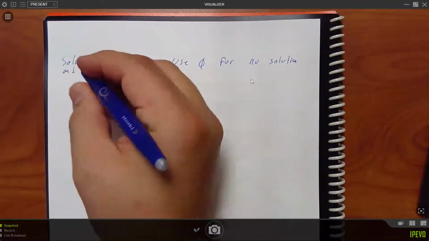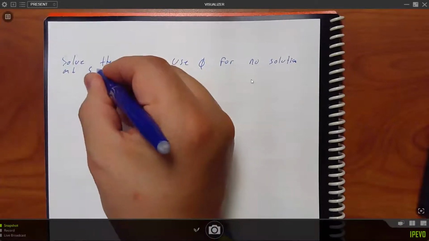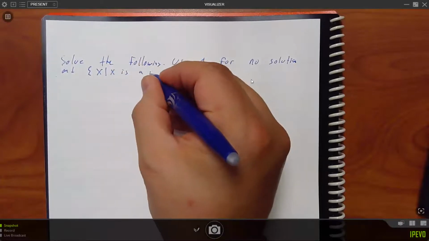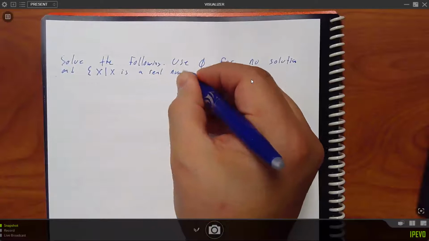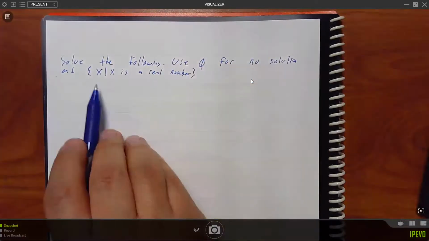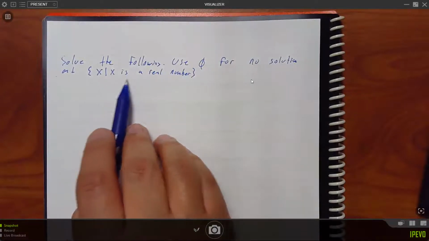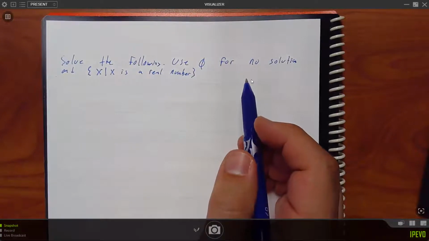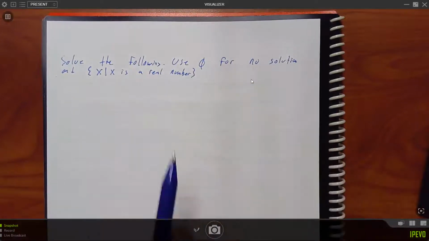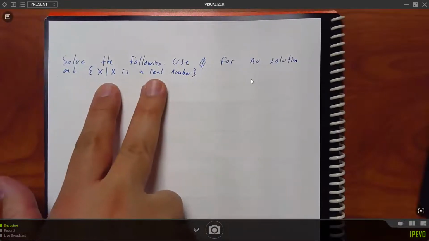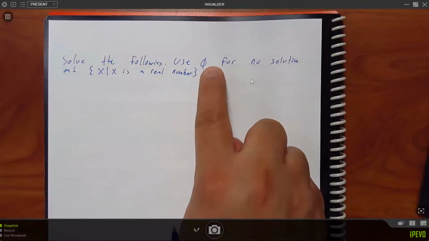And this notation, you're familiar with this notation? This says X, and then I have a little line in front. That means such that X is a real number. So if you have a true statement, but no X's anywhere, if you end up with 5 = 5 or 0 = 0, then there's an infinite number of solutions. So you're going to say this. If you end up with false, you're going to say this one. Okay.